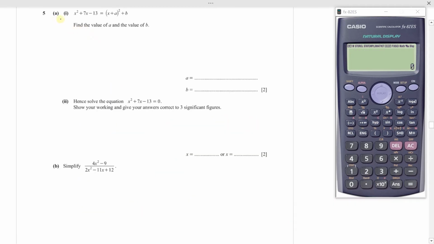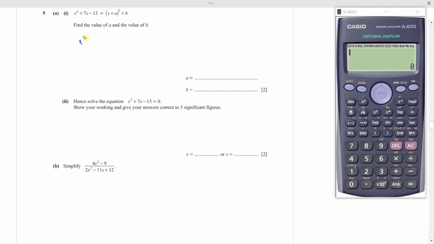Question number 5, part A1: you're given this equation x squared plus 7x minus 13 equals to this. Find the value of a and b. To convert this equation into this form, I will use the completing square method. First we check the coefficient of x squared is 1, which is 1 in this case. So we don't need to divide by anything.